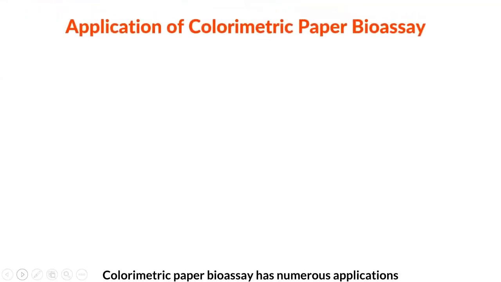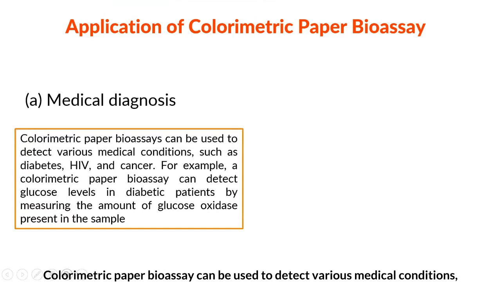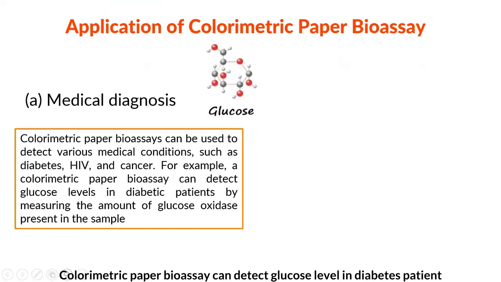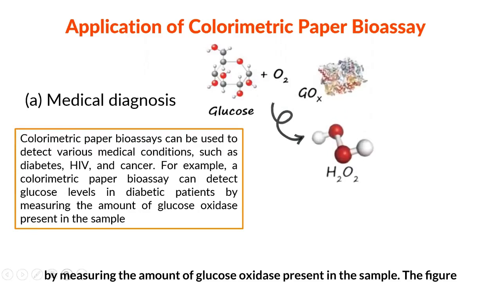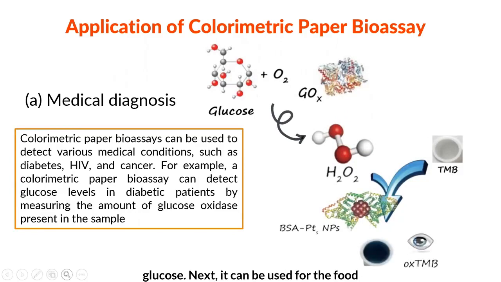Colorimetric paper bioassay has numerous applications in real life due to its simplicity and cost effectiveness. Here are some of the applications, which include medical diagnosis. Colorimetric paper bioassay can be used to detect various medical conditions, for example, diabetes, HIV, and cancer. For example, a colorimetric paper bioassay can detect glucose level in diabetes patients by measuring the amount of glucose oxidase present in the sample. The figure above shows the working principle of the colorimetric assay for the detection of glucose.